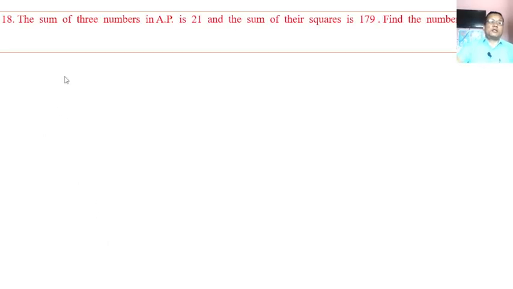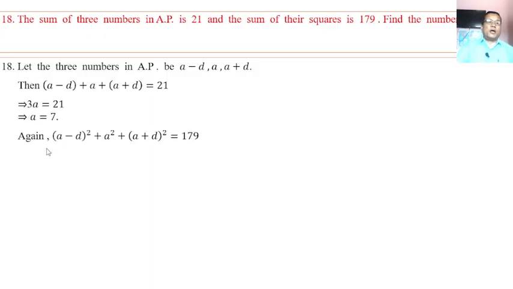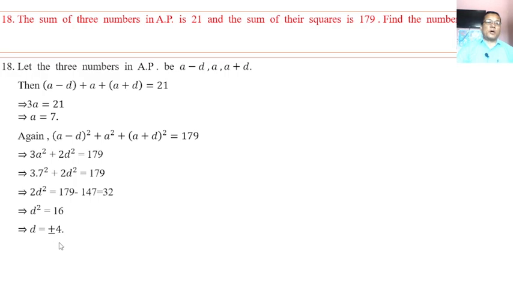Question number 18. The sum of three numbers in AP is 21 and the sum of their squares is 179. Find the numbers. Let the three numbers in AP be a minus d, a, a plus d. Then their sum is 21, from which we have a equal to 7. And the sum of their squares is 179. Putting a equal to 7, expanding and cancelling, we get this. Lastly, solving for d, the value is plus minus 4.